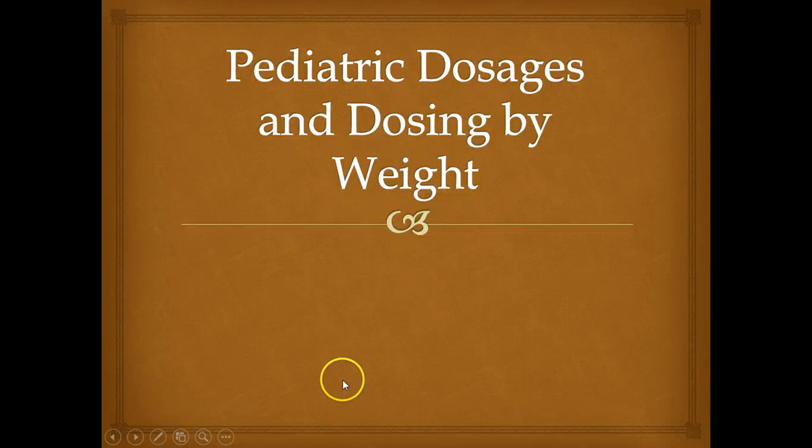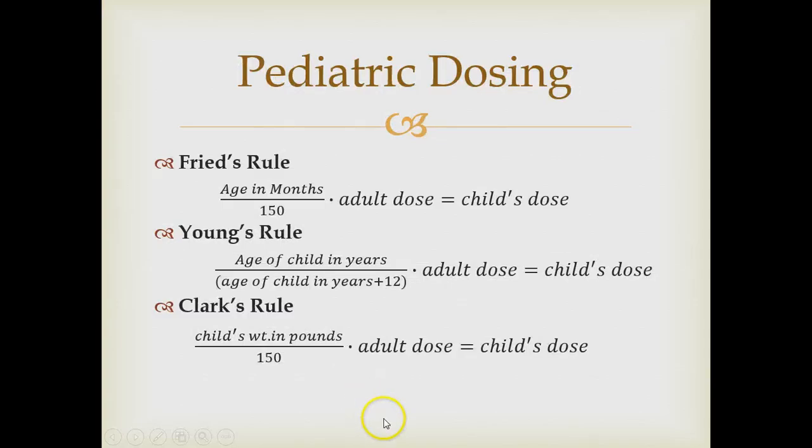Hello and welcome. We're going to be going over pediatric dosages and dosing by weight. For pediatric dosing, we have three rules: Fry's rule, Young's rule, and Clark's rule. I like to call these my plug and chug equations.